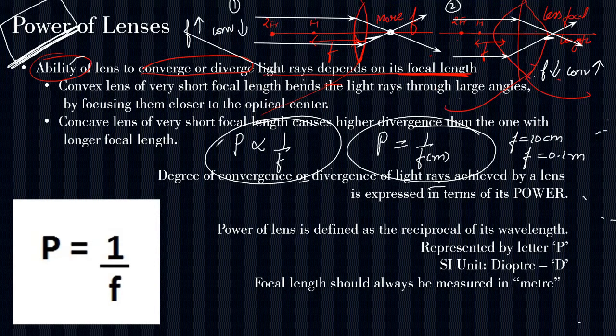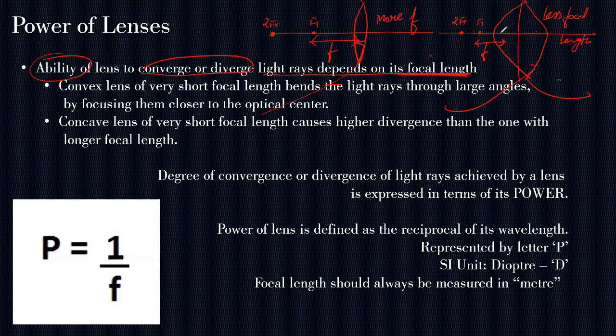So this tells us, the less the focal length, the more the power. The more the focal length, the less the power. So it has an inverse relationship with power. More the power, more is the convergence or divergence. Less the power, less is the convergence or divergence. Understood the relationship? Good. Let's go to the theory part now.